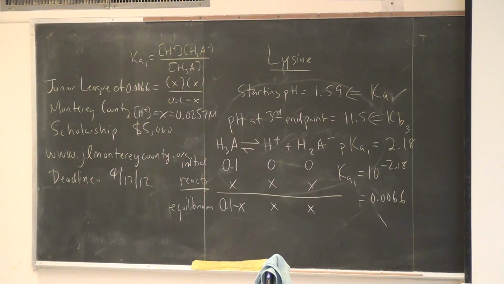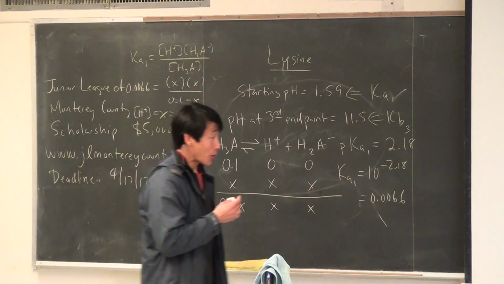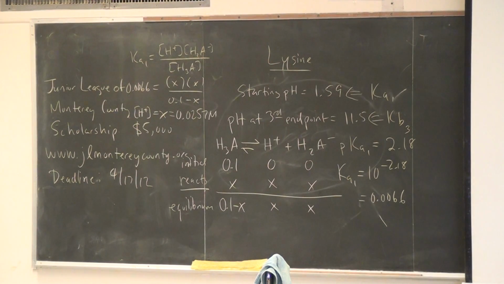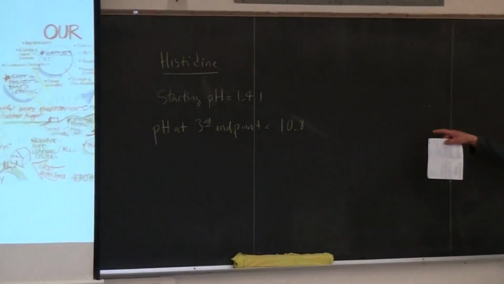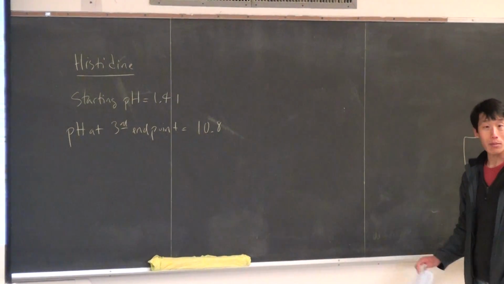Okay, so should we do it for Kb, for the pH at the third endpoint, or do you guys know how to do that? When you're trying to find Kb, the Kw is always the same thing. Kw is 1 times 10 to the minus 14. Okay, so any questions on pH at the third endpoint?